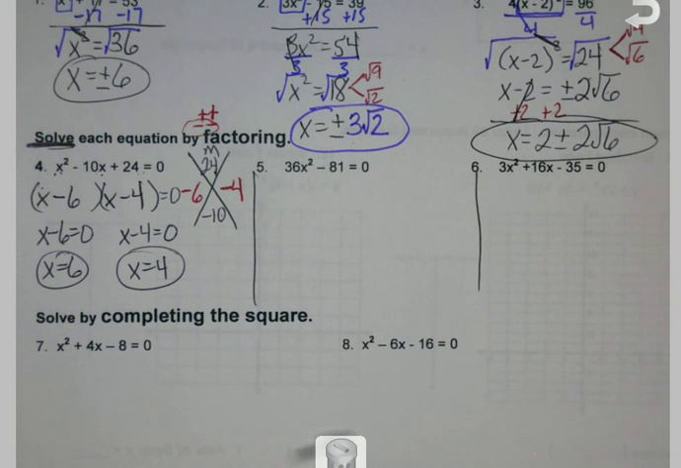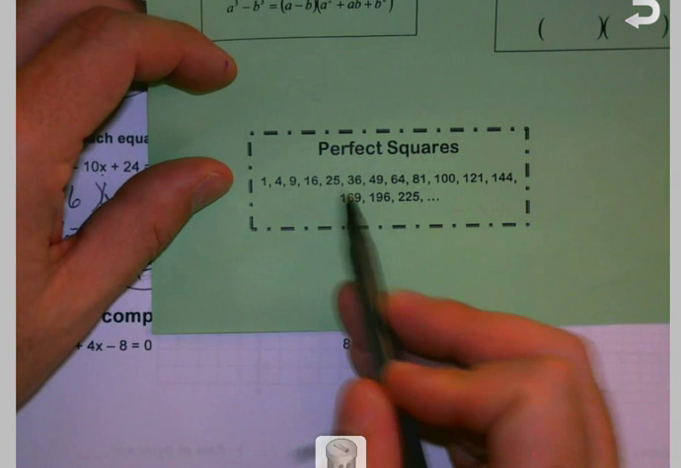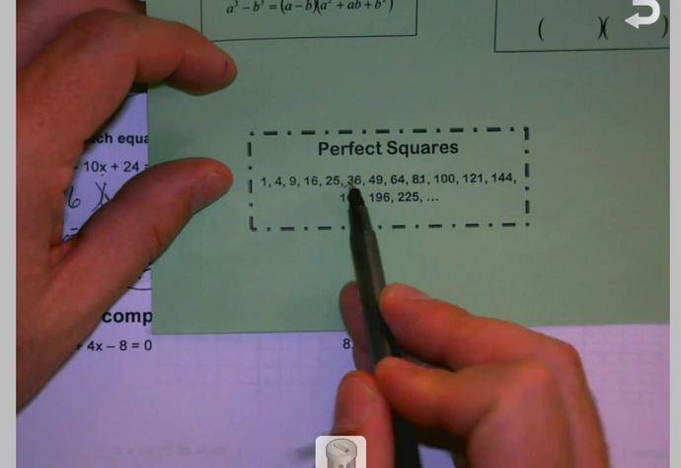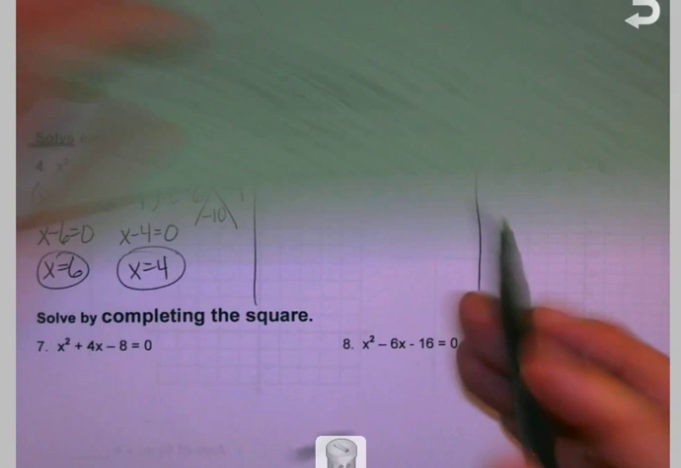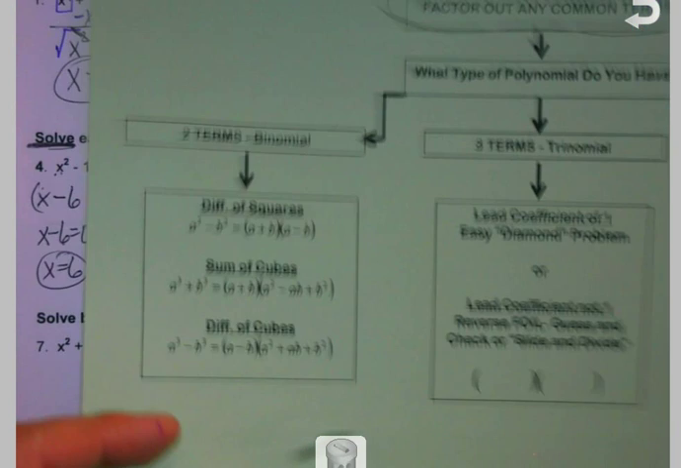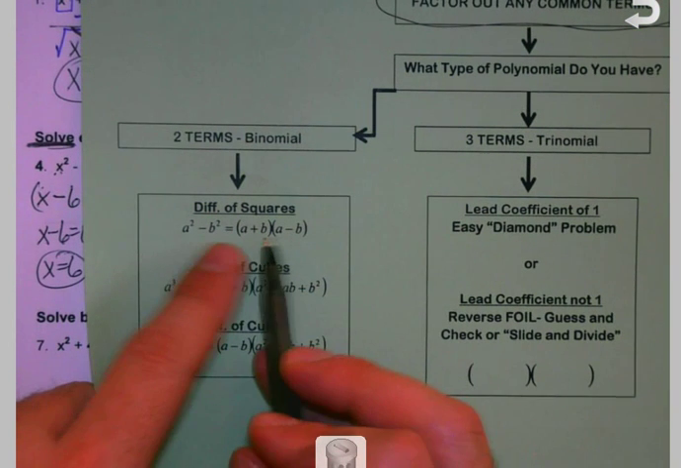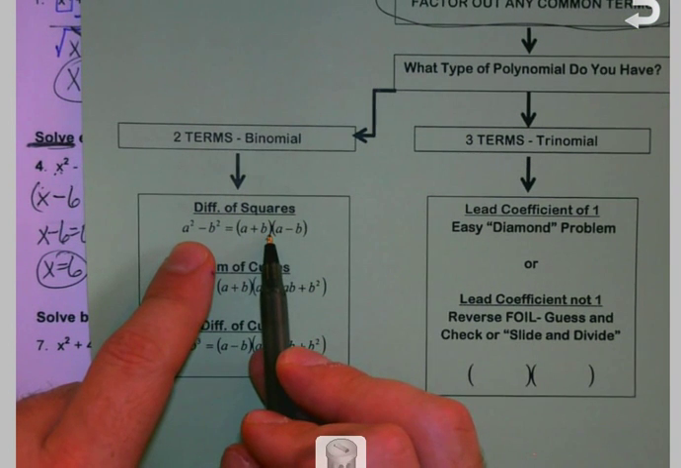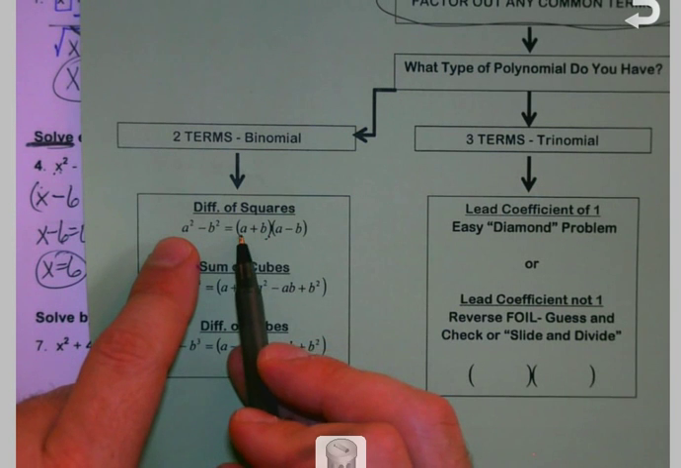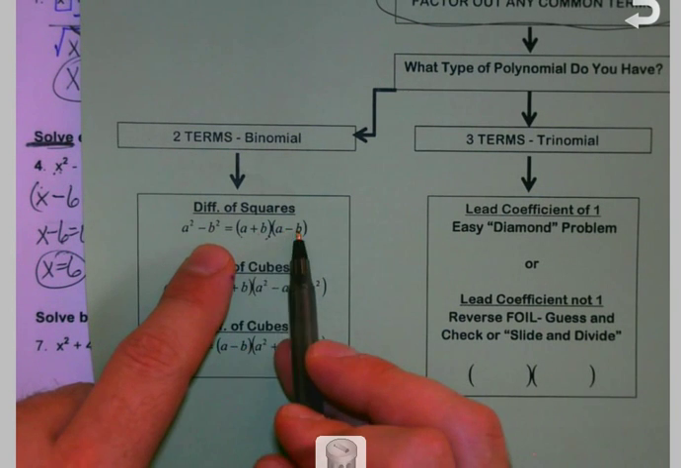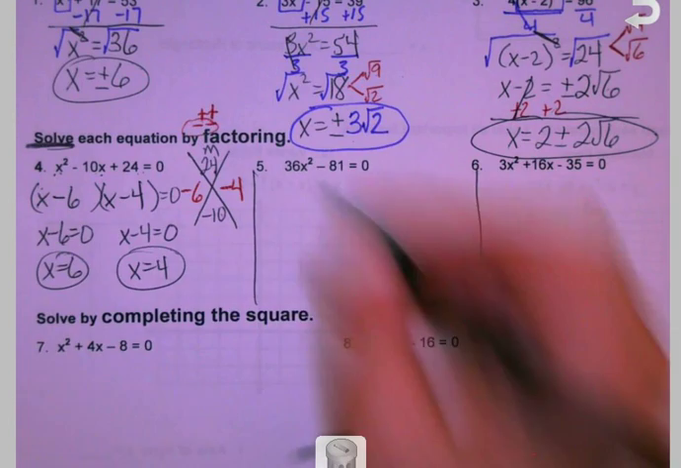All right, so I get to 5, like 36 and 81. Is anything going to 36 and 81? Oh, no. But wait a minute, let me look at those for a second. Hang on, 36 and 81. Oh, perfect squares. So what's that mean? Even better, the form's right on your sheet. Whatever I square to get each term, I write in, and I put a plus and a minus in the middle. I can do this.